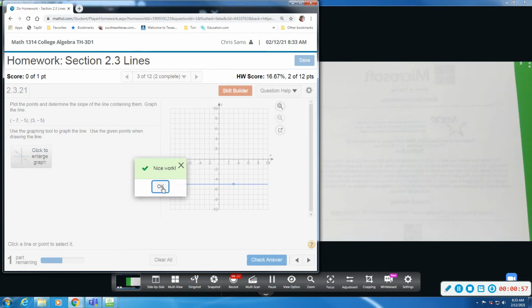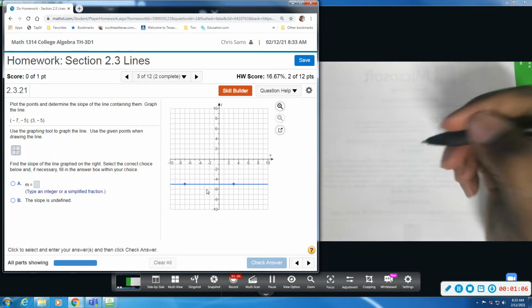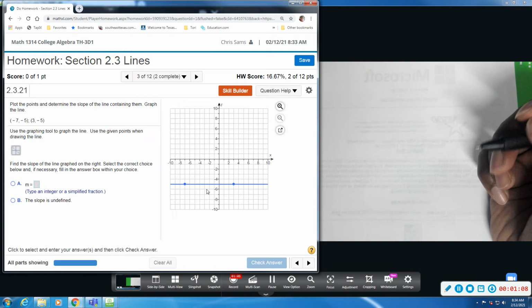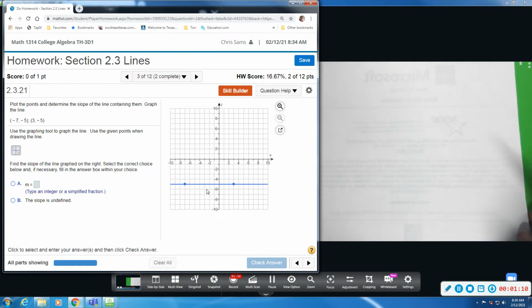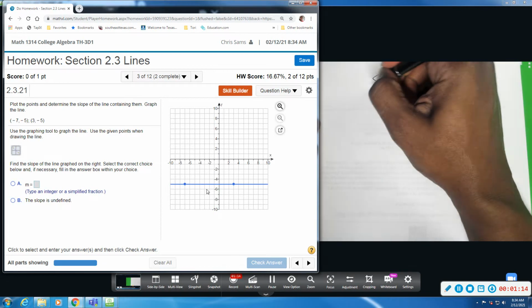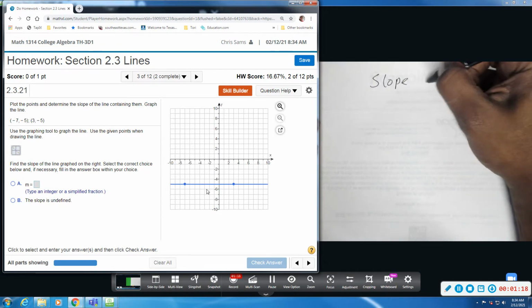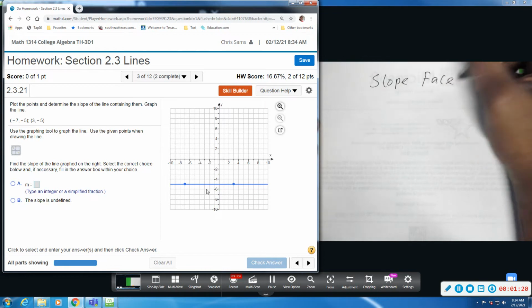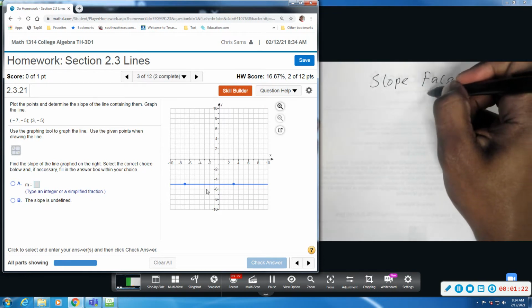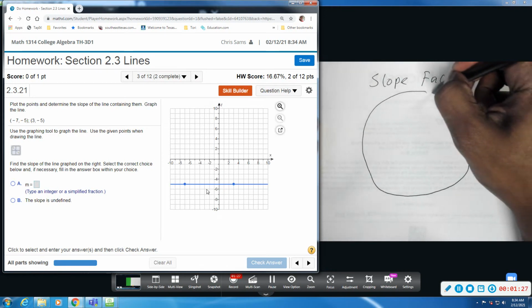Okay. Now we want to find the slope of the line that we have just graphed. So you can still count rise over run, but I want to show you some other neat thing that I saw not long ago. This is called slope face. I didn't make this up. I got it from another teacher. I don't remember where, but I did like it.